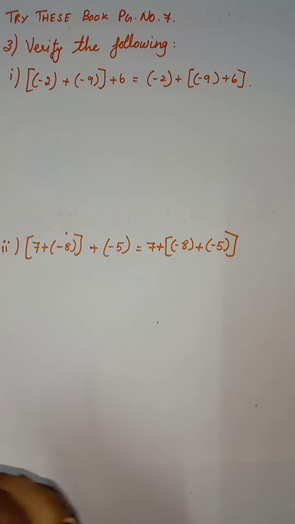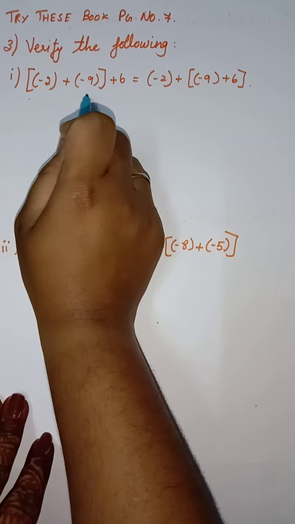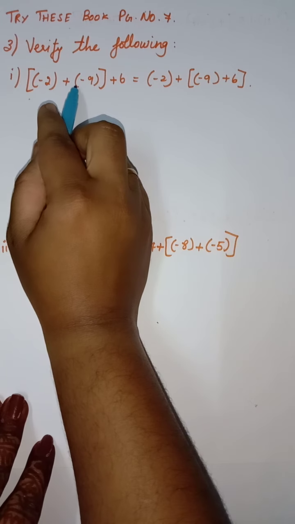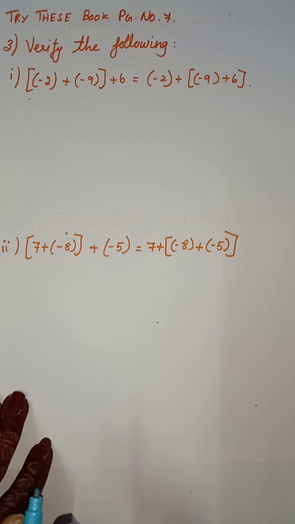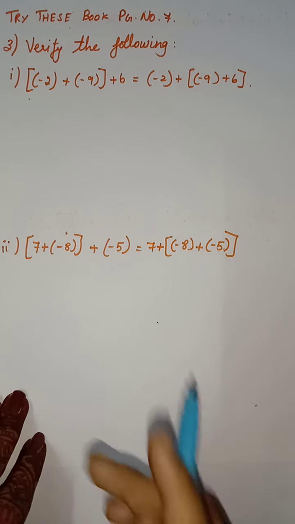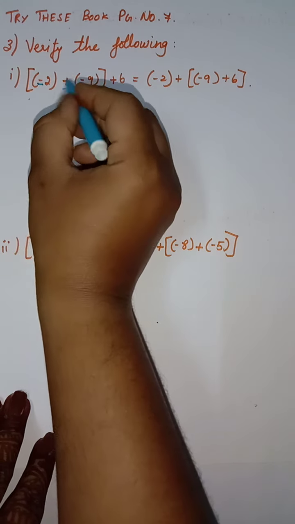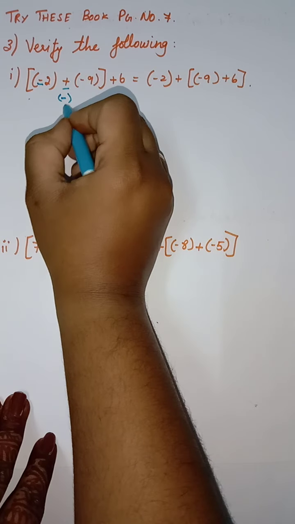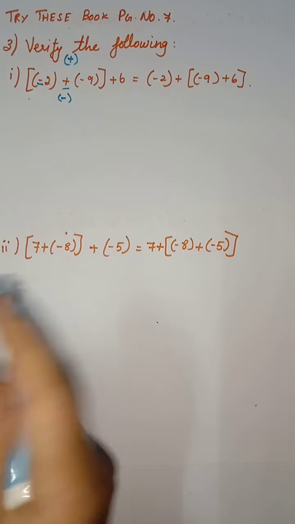Now, I already told you, the first thing we do is based on the BODMAS rule. Which one comes first? The brackets. So we do this first. Here there are 3 operations, so we split it by 2. First we see minus 2 plus minus 9. Minus into minus plus, so we are going to add.